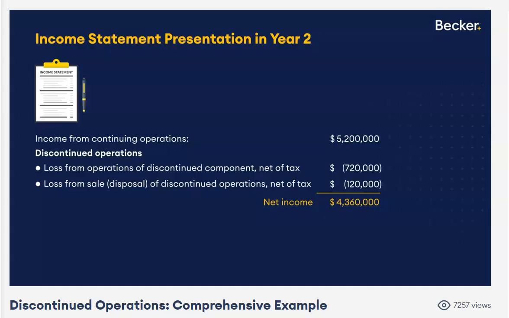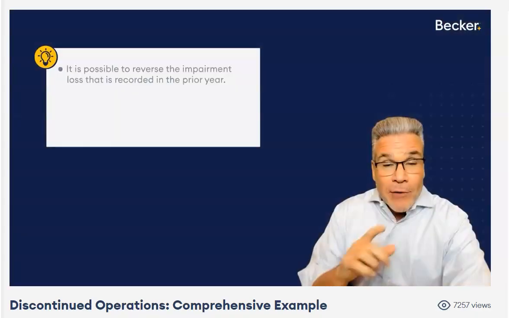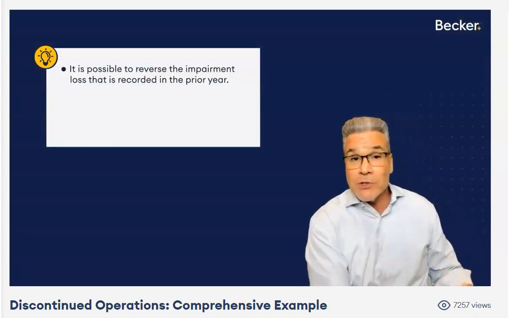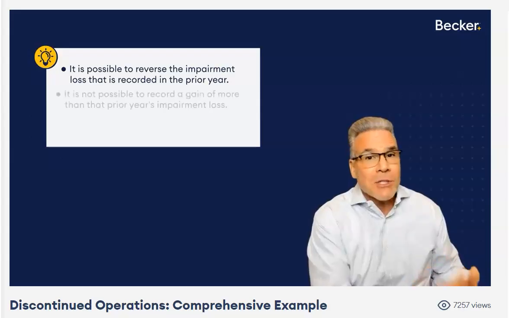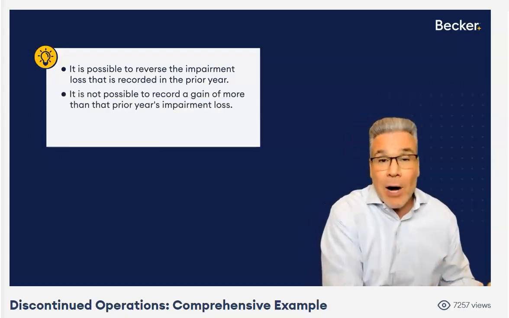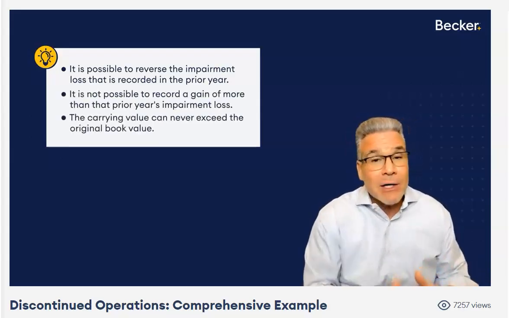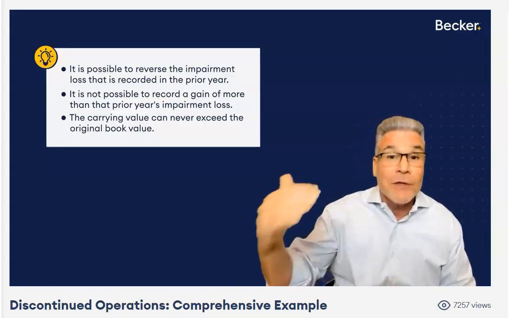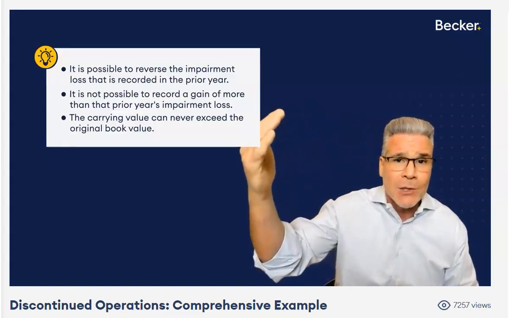All righty. So you'll see other examples. We want to mix it up. Sometimes we will have a bidding war, like where we said we wrote it down from 4 million to 2.2 million. Then in the next year, there's a bidding war somehow, and then the net realizable value jumps up to some big number. Remember, you can reverse that impairment loss you recorded in the prior year, but you can't record a gain of more than that prior year's impairment loss. The carrying value can never exceed what the original carrying value or book value was.